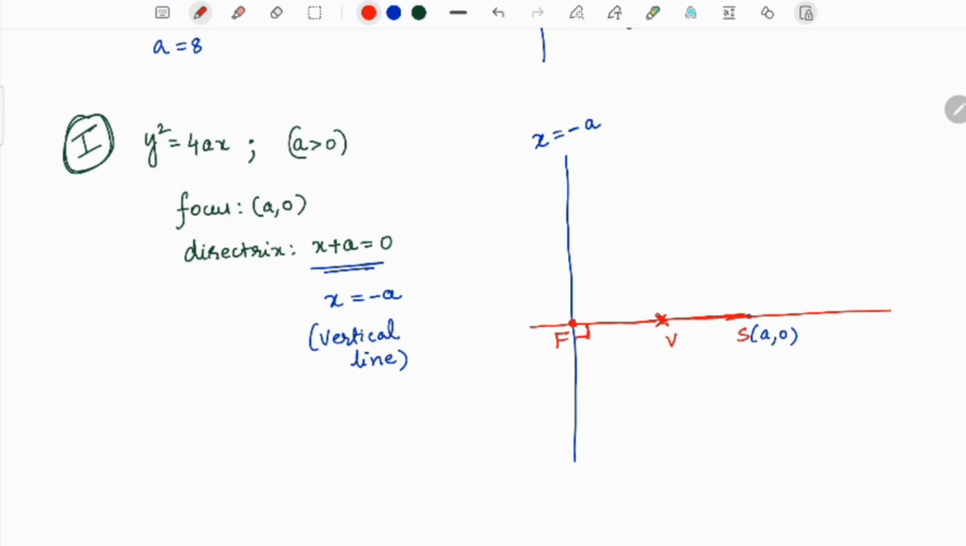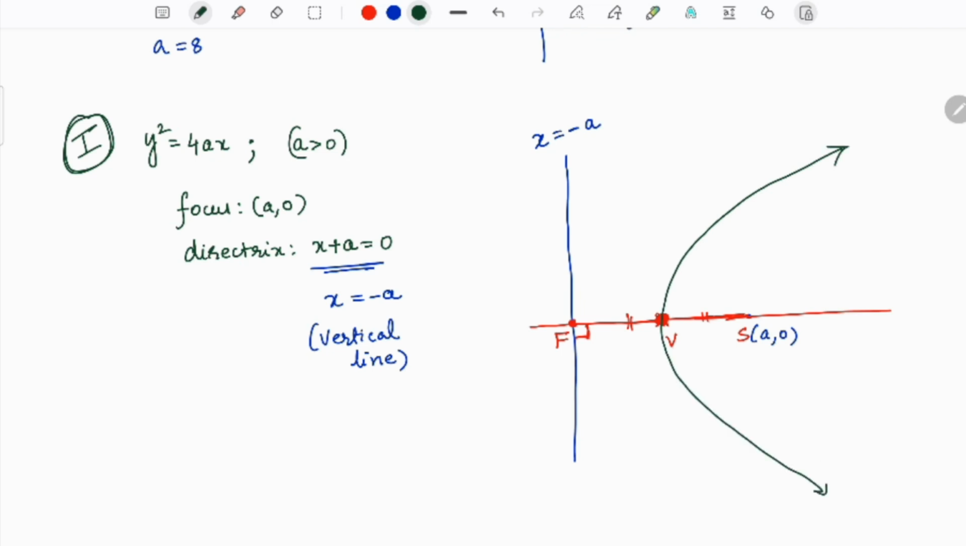Now, does V lie on the parabola or not? I'm saying V is the midpoint of FS. That means if the V to S distance is 5, the V to F distance is also 5. That means whatever distance is there from V to the focus, V to the directrix we also have the same distance. That means V must lie on the parabola. Similarly, here there might be one point like this, 6 units, 6 units. Here there might be another point, 6 units, 6 units. So if I draw the parabola here, it is going to look like this.